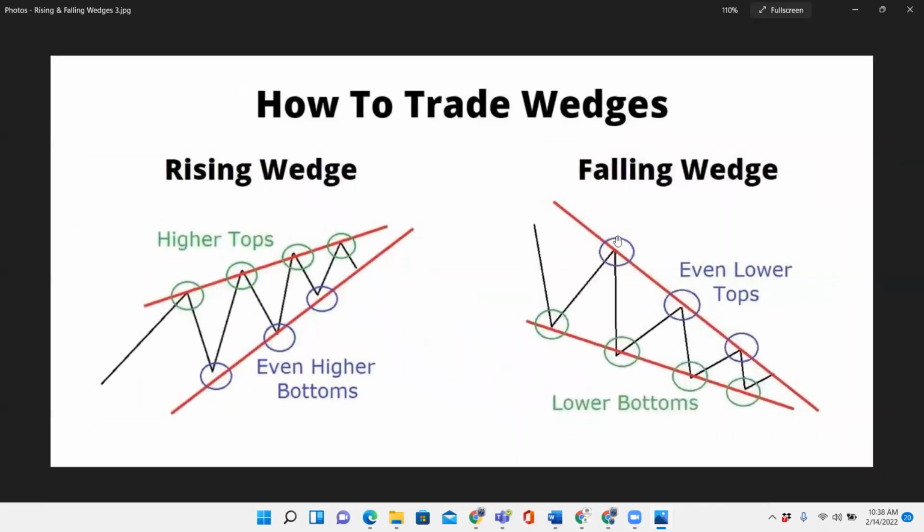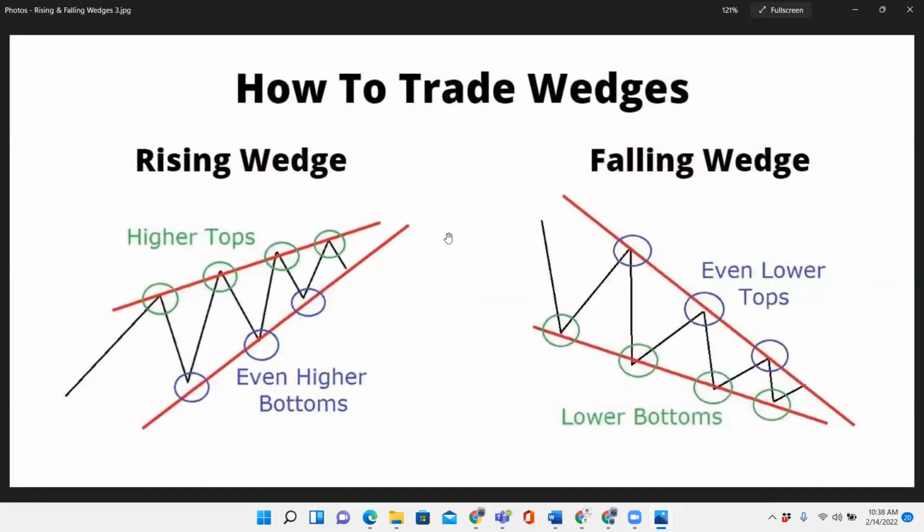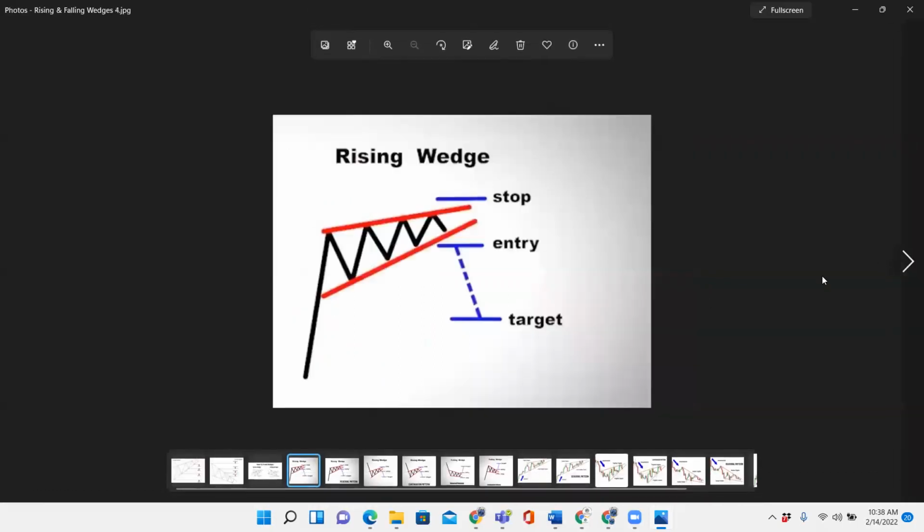Rising and falling wedges. Okay, let's get that right there. Perfect. Okay, same exact thing. Going up in the rising wedge, going down in the falling wedge. Okay, let's take a look at this real quick. Perfect. Now we know what we're looking for. Let's look at some examples.